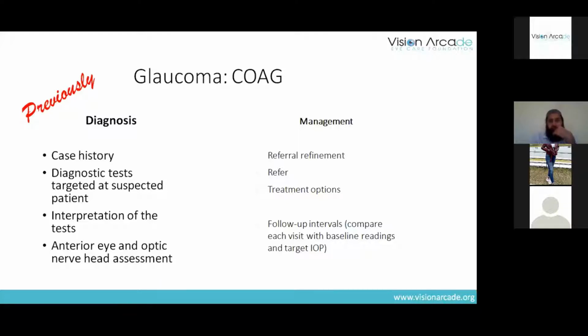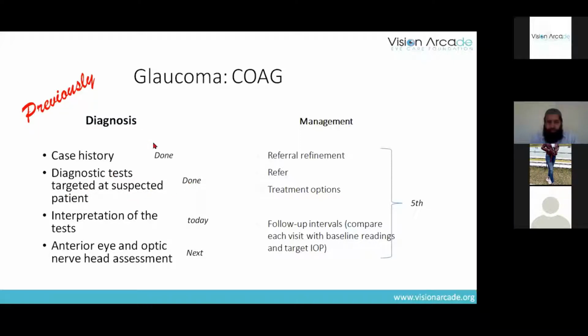managing our patients. First and foremost, as Ankit mentioned, diagnosis, and we don't diagnose, of course, we just try to see what is not normal. So as very rightly said by Ankit, we just identify that and then we try to manage it in an efficient way. So last time we went through case history and diagnostic tests targeted at suspected patients.